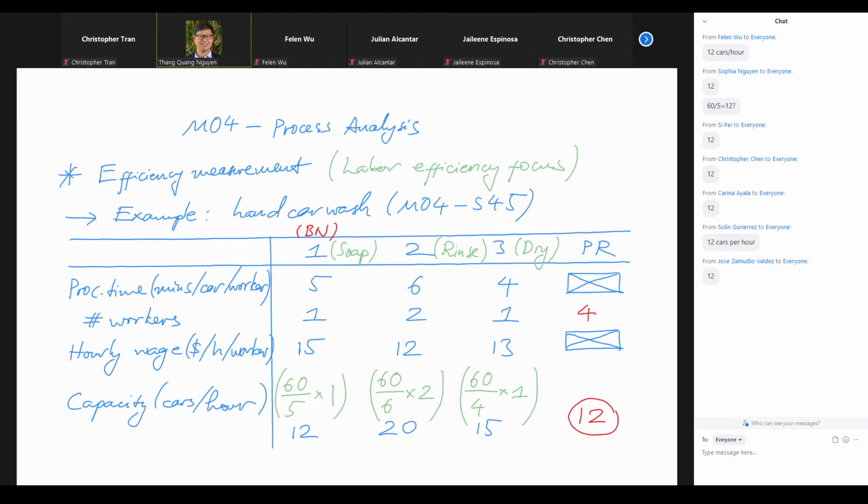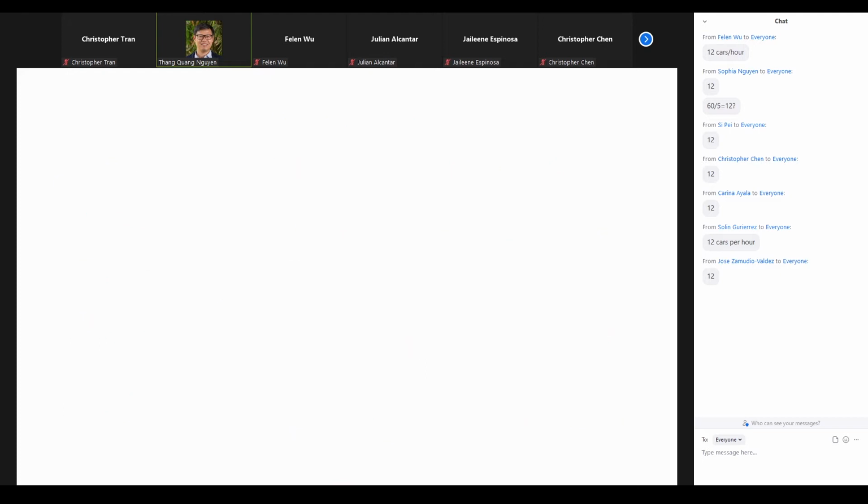So after we have the capacities, now we can calculate the flow rate, right? To calculate the flow rate, we need to know the input rate, the demand rate, and of course the process capacity. But in the question, I only say enough demand. So I would like to do it a little bit specific. In this case, we assume that the demand rate is 25 cars an hour, right? So let's continue with our table.